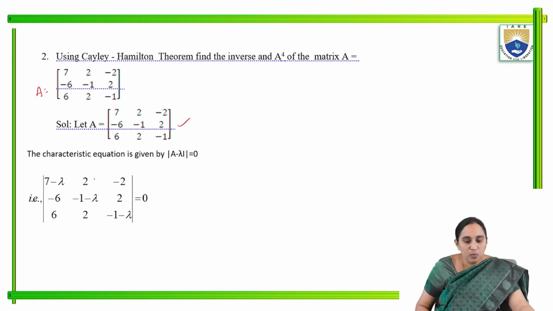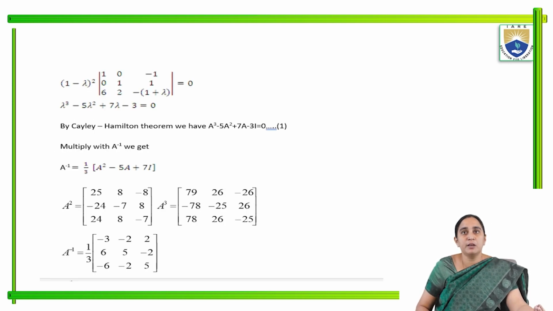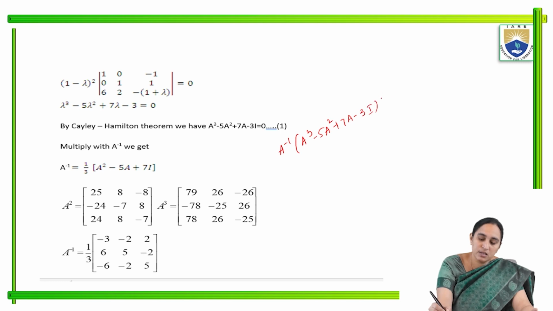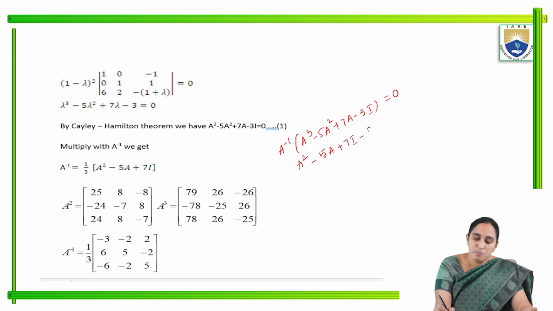Here, what's the question? We only have to find the inverse and A power. After getting that characteristic equation by the Cayley-Hamilton theorem, multiply both sides with A inverse. From that, A inverse into A cube minus 5A square plus 7A minus 3I is equal to 0. That is A square minus 5 into A plus 7 into I minus 3 into A inverse is equal to 0.